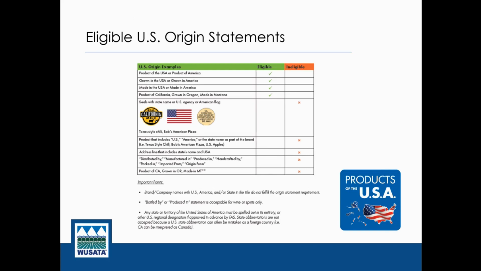We just spoke a little bit about origin statements, so let's clarify that. Origin statements need to be present in all of your international activities, and that includes social media. It needs to be product of the USA or product of America, grown in the USA or grown in America, made in the USA or made in America. If you're using your state as your origin statement, it cannot be abbreviated. It must be spelled out: product of California, grown in Oregon, or made in Montana.